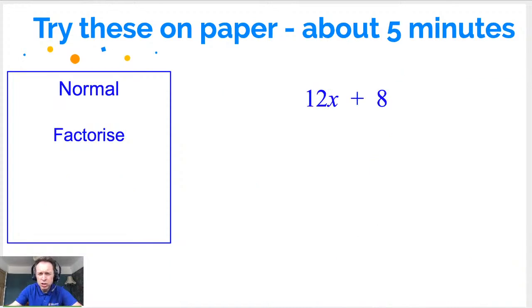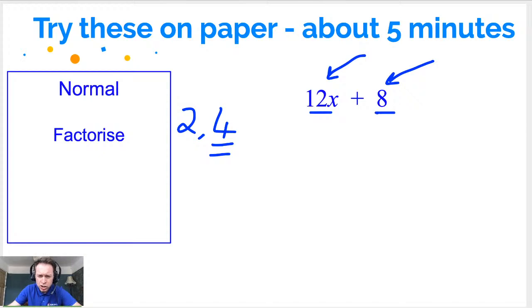Okay, so let's have a look at some of the answers. So we need to factorize. First, you need to look for the common factor. What goes into 12x and goes into 8? Well, 2 goes into 12 and 8, but there's a bigger number as well. 4 goes into 12 and 8, and that's the biggest number that goes into both of these terms.